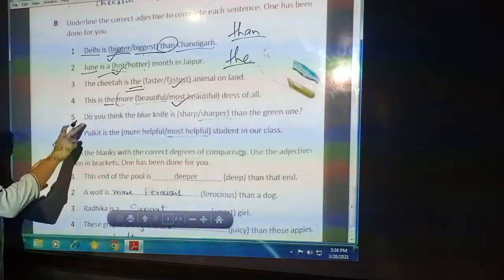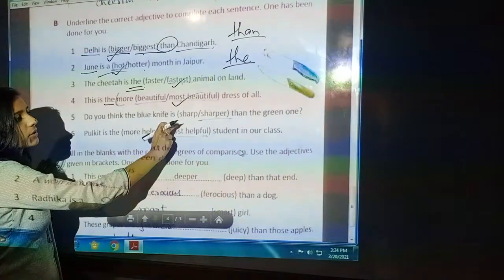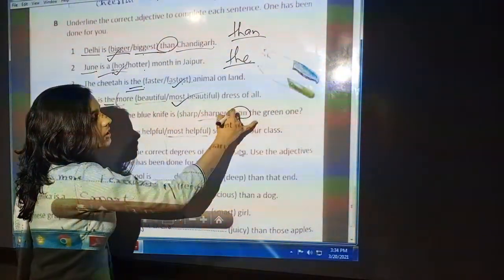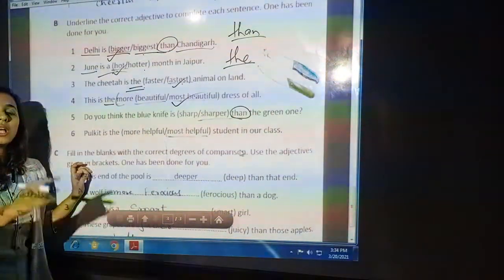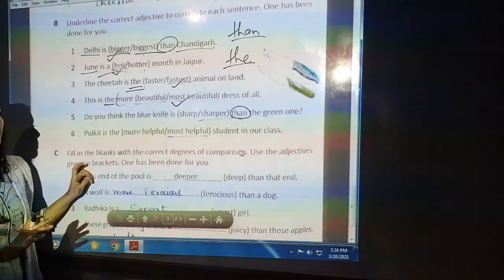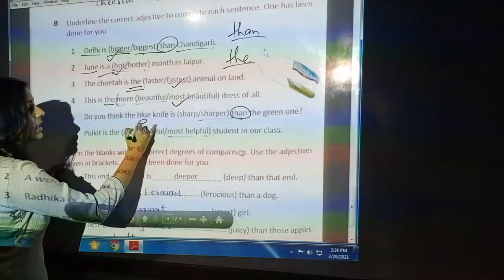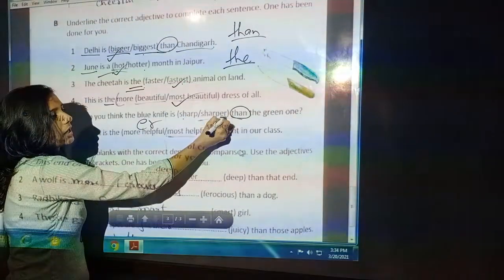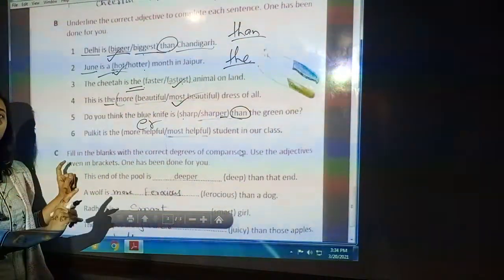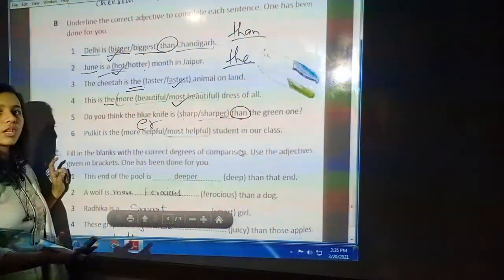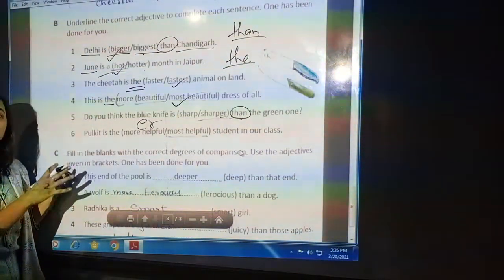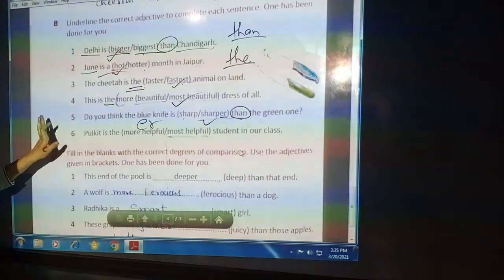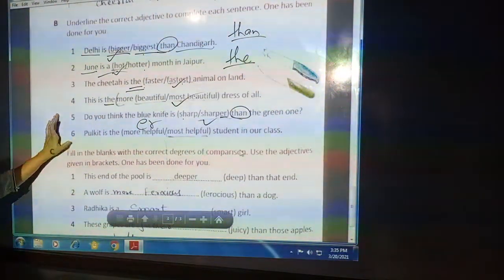Next one, do you think the blue knife is dash than the green one? Here you can see "than" is used. That means it is comparative degree. So in comparative degree we use "er". That means sharp or sharper? In "sharper", "er" is given, that is used for comparative degree. "Than" is also used for comparative degree. So this sentence is in comparative degree. So the correct option will be sharper.